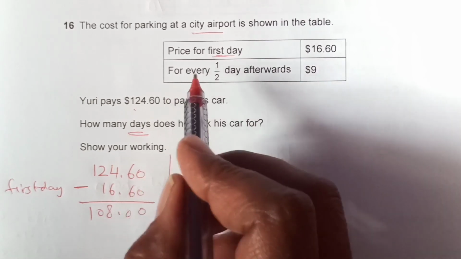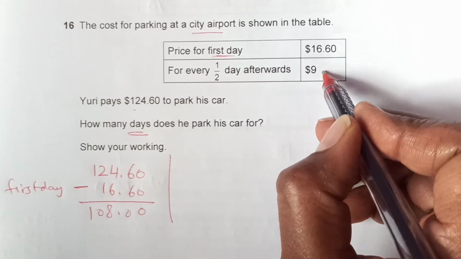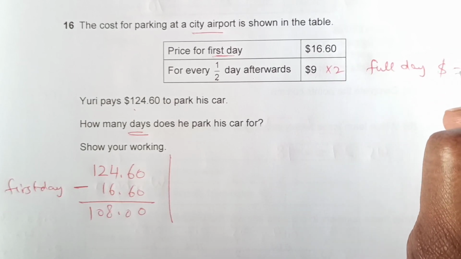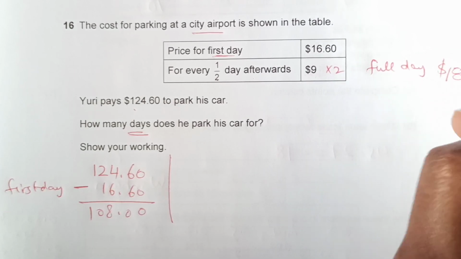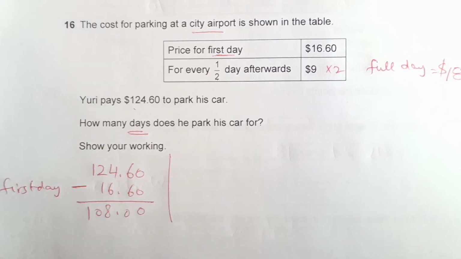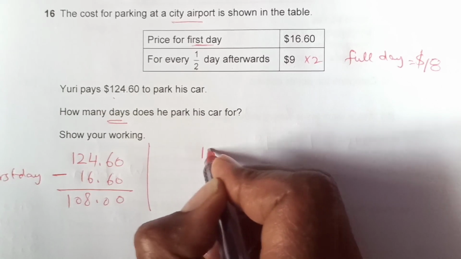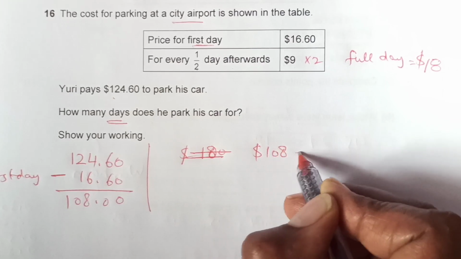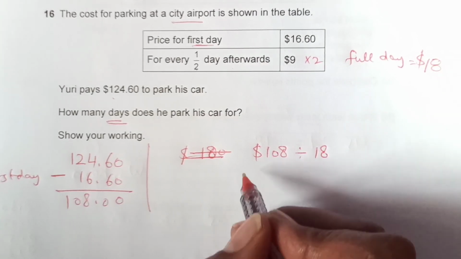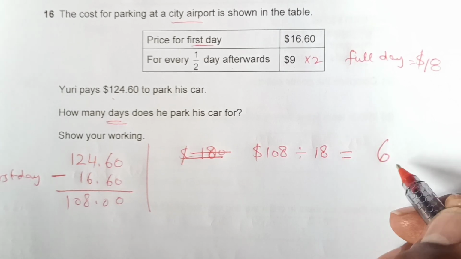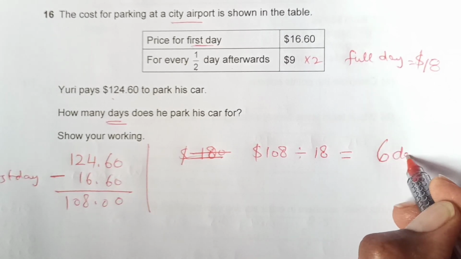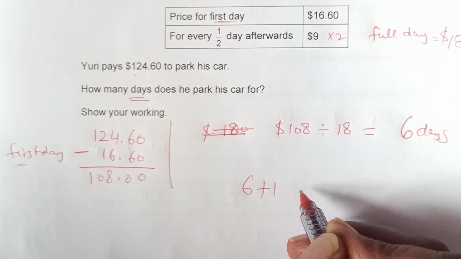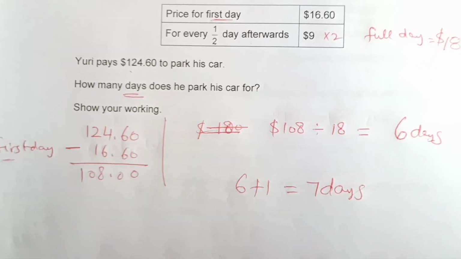So next we have for every half day afterwards it is $9. So for a full day it will be 9 times 2, which is $18. So $18 for a full day. Okay, so now we have $108 remaining. 108 divided by 18. Okay, so this is equal to 6. So this is the cost for 6 days. Now 6 days are here plus the first day. So 6 plus 1. So the total number of days will be 7 days he parked.